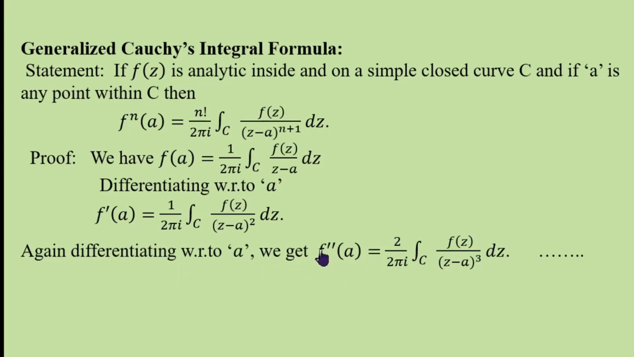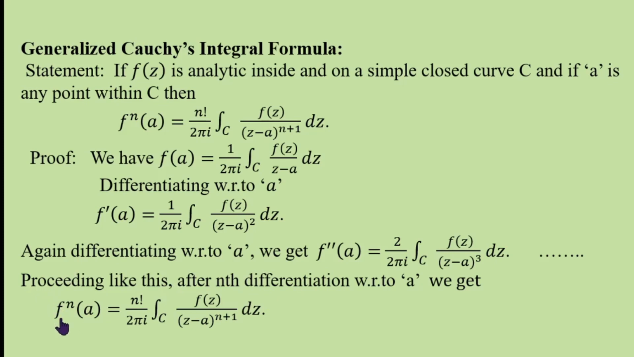Similarly, f triple dash a is nothing but one more 3 comes here, 2 into 3, that is 6, or 3 factorial by 2 pi i into the integral over C of f of z by z minus a power 4 dz. The power is n plus 1 for the nth derivative; here for the third derivative, 3 plus 1 is 4. So in general you can write the nth derivative at a is n factorial by 2 pi i into the integral over C of f of z by z minus a power n plus 1 dz. This is the generalized form of Cauchy's integral formula.